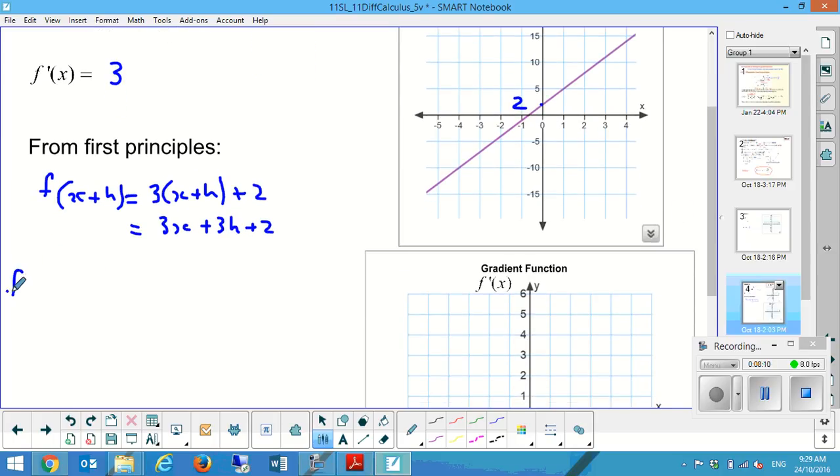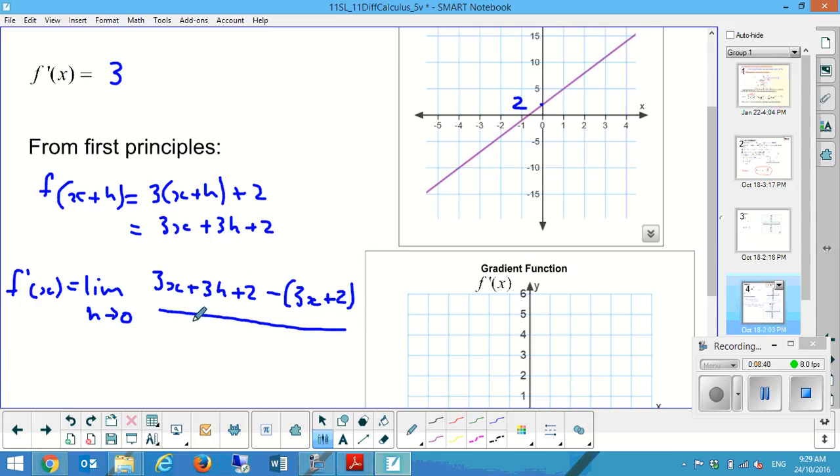So our f dash x is going to be our limit as h approaches 0, as that gets smaller and smaller, of our f of x plus h. So that's the 3x plus 3h plus 2 minus our f of x, which is just 3x plus 2, all divided by h.